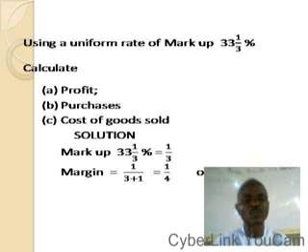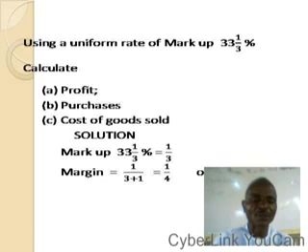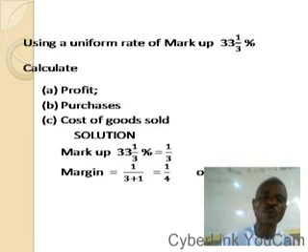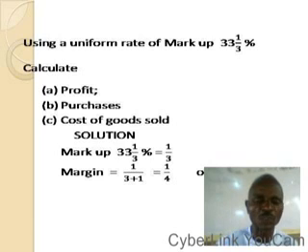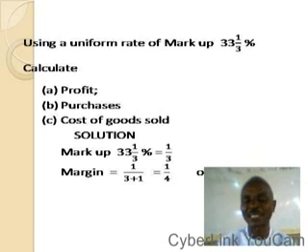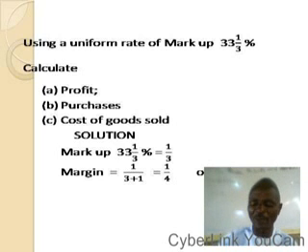To use the markup to derive the margin fraction, you have 1 divided by 3 plus 1. Remember, when you are given the markup, which is 1/3, to convert it to margin, whatever you have as the numerator, you add it to the denominator. That is 1 divided by 3 plus 1. The numerator value is 1, so you add 1 to 3, which gives us 1 divided by 4.